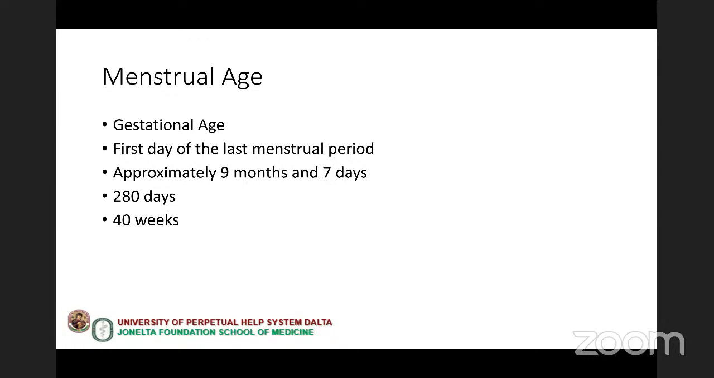Those two, computing for your estimated due date and computing for your age of gestation, would be one of the most basic skills in obstetrics. So master it, because most of the questions, if it's a two-step question, you have to know age of gestation and due date to be able to answer the question correctly. Okay, so menstrual age is 280 days, 40 weeks.